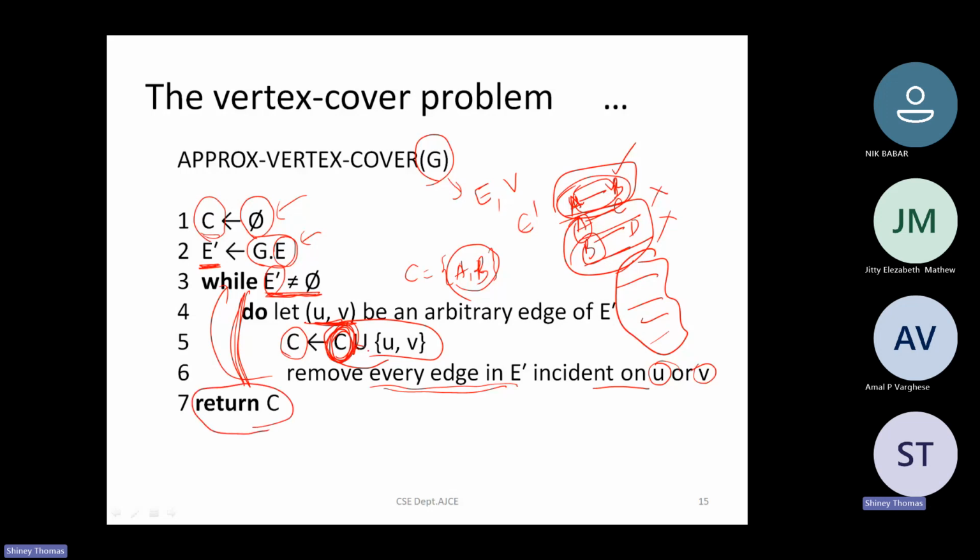Return C. You add the vertex set UV over here, and then you again remove edges that are incident on either U or V. Keep on doing this until E prime becomes null. It becomes empty. അതായത് കുറച്ച് കഴിയുമ്പോൾ നിങ്ങൾ ഇത് റിമൂവ് ചെയ്യും, ഇത് റിമൂവ് ചെയ്യും. Finally this is left. വേറെ ഒന്നും ഇൻസിഡന്റ് ഇല്ല. So everything is done. Once you remove all of them, you come out of the while loop and you return C. Is it okay? So this is how we do the algorithm.